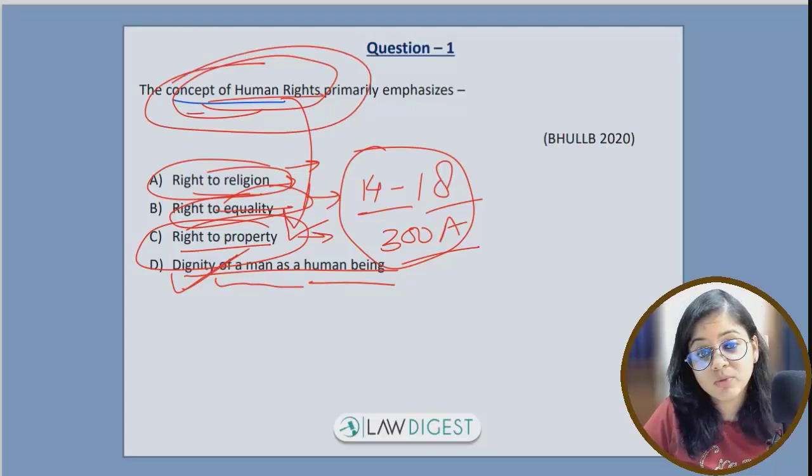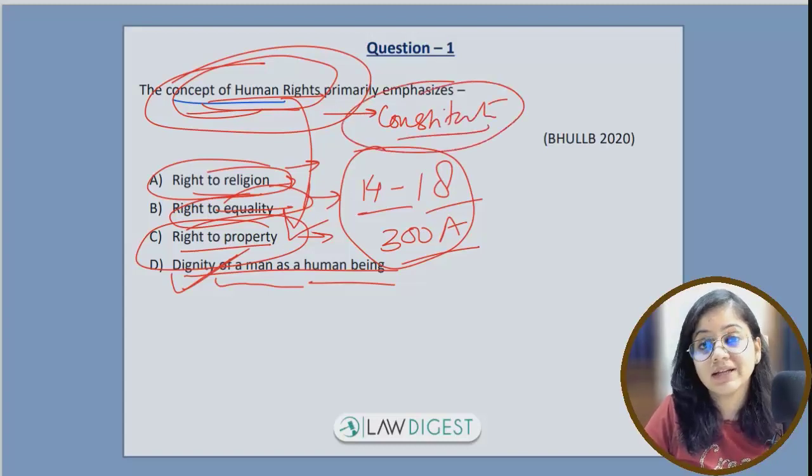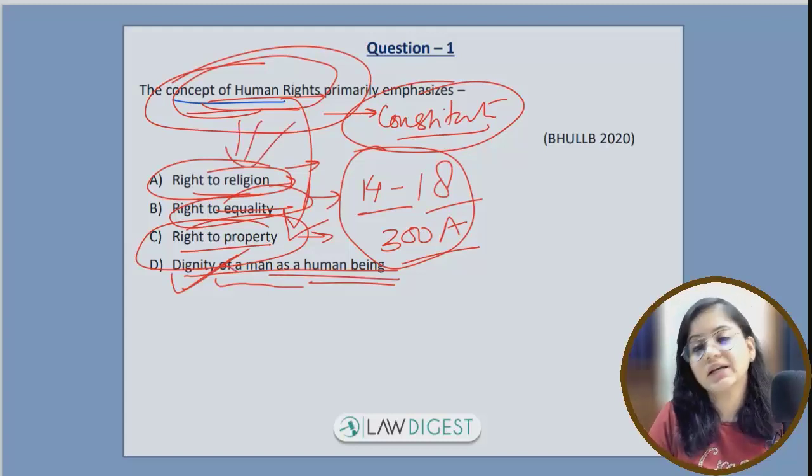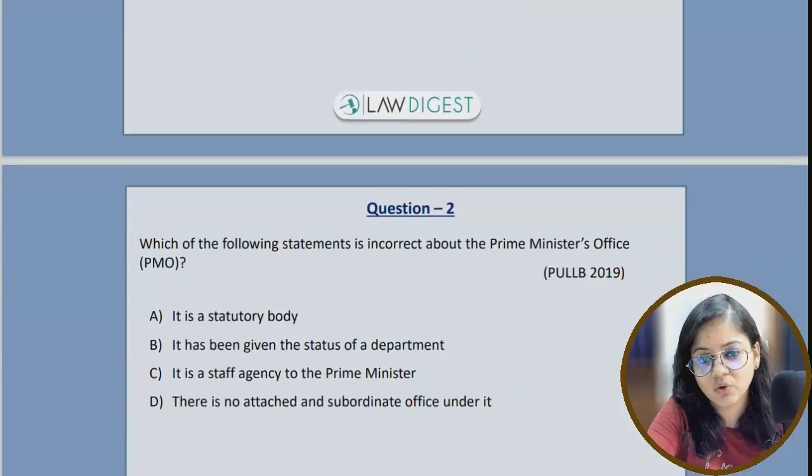So the concept of human rights does not actually appear in the Constitution as such, and it has not been categorized in any particular head as such. But जो human rights होते हैं वो बात करते हैं dignity of man as a human being की, जो recognize किया गया है through various laws.